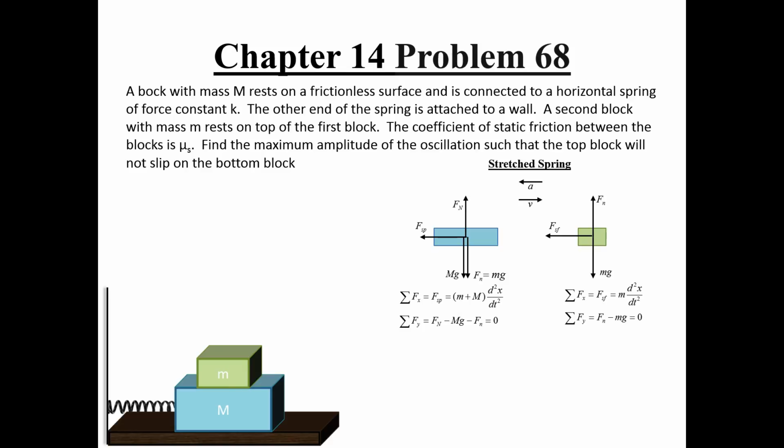Let's start with the equation of motion for the top block in the x direction. The definition for the maximum force of static friction is equal to the coefficient of static friction multiplied by the normal force, which in this case is just the weight of the top block. It's at this point where we need to pause and figure out the equation for the acceleration of our system in order to continue.